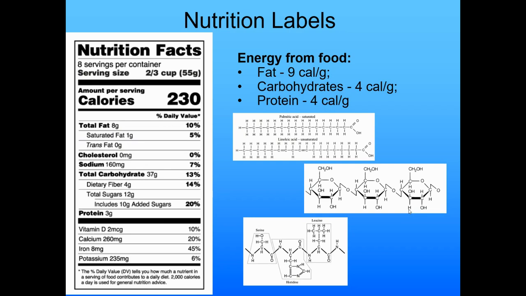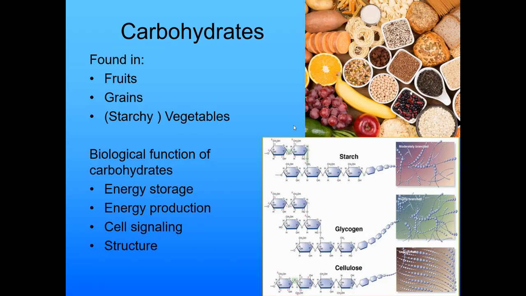Looking at a nutrition label, one of the things I've got to tell you is that when energy comes from food, different energy is included in the different molecules. So fat has 9 calories per gram, carbohydrates 4 calories per gram, and protein 4 calories per gram. And when you're looking at the chemical structure, note that fat has way more CH bonds than carbohydrates or protein have. So this is why fat is the most energy dense. But we'll start with carbohydrates.